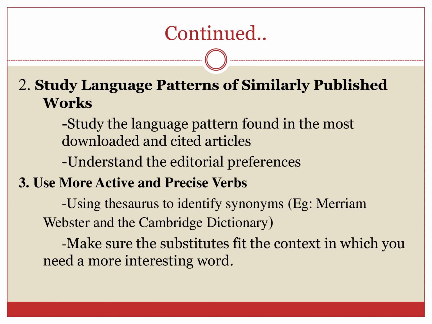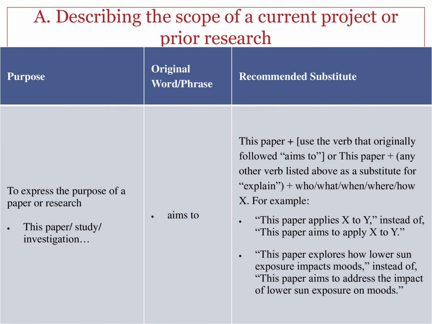Third one, use more active and precise verbs. We can use a thesaurus to identify synonyms. Examples are Merriam-Webster, Cambridge Dictionary, etc. Make sure the substitutes fit the context in which you need a more interesting word.